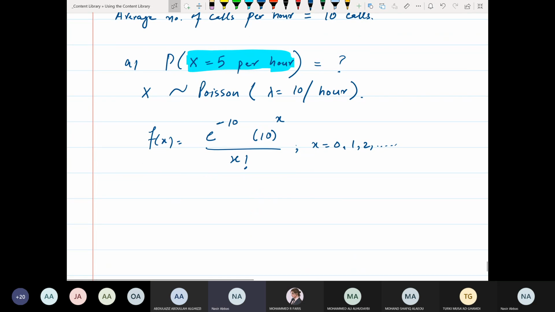Now the question says find the probability of x equals 5. We can go ahead and solve this question. Why? Because this is very important, because the unit of question and the unit of lambda, they are same. I can only go ahead if they have the same units. So this is equal to e to the power minus 10, 10 to the power 5 over 5 factorial. Give me the answer up to 4 decimal points.